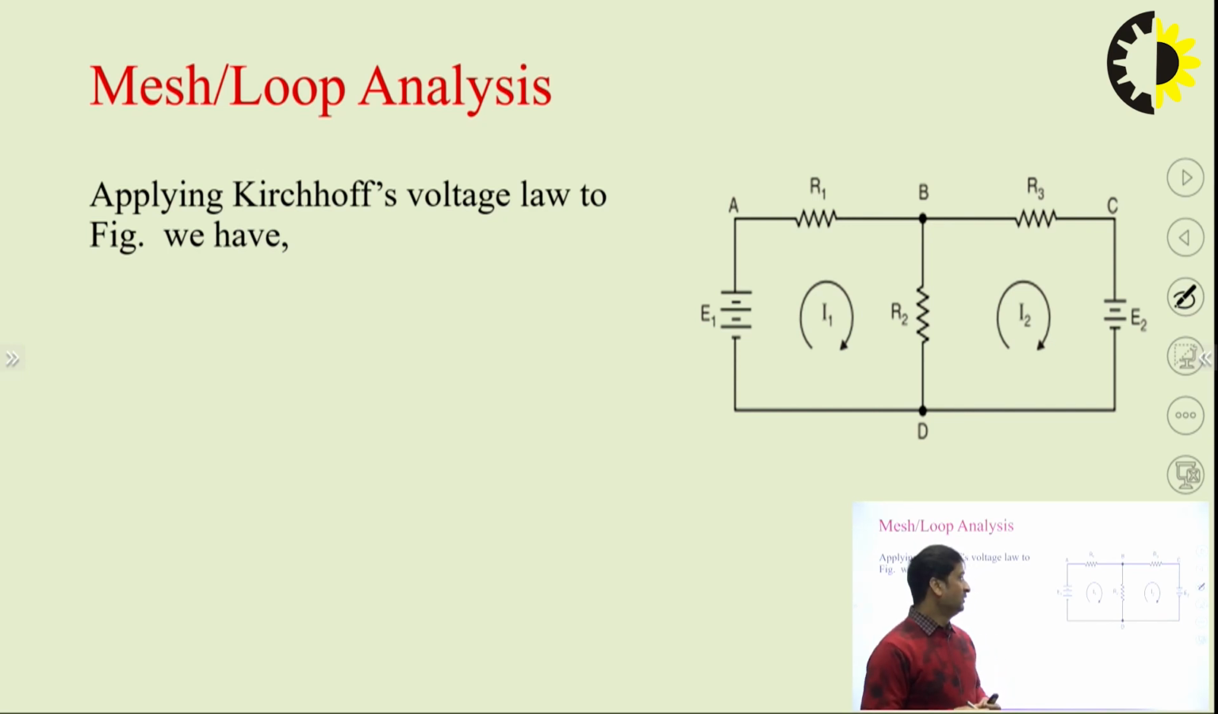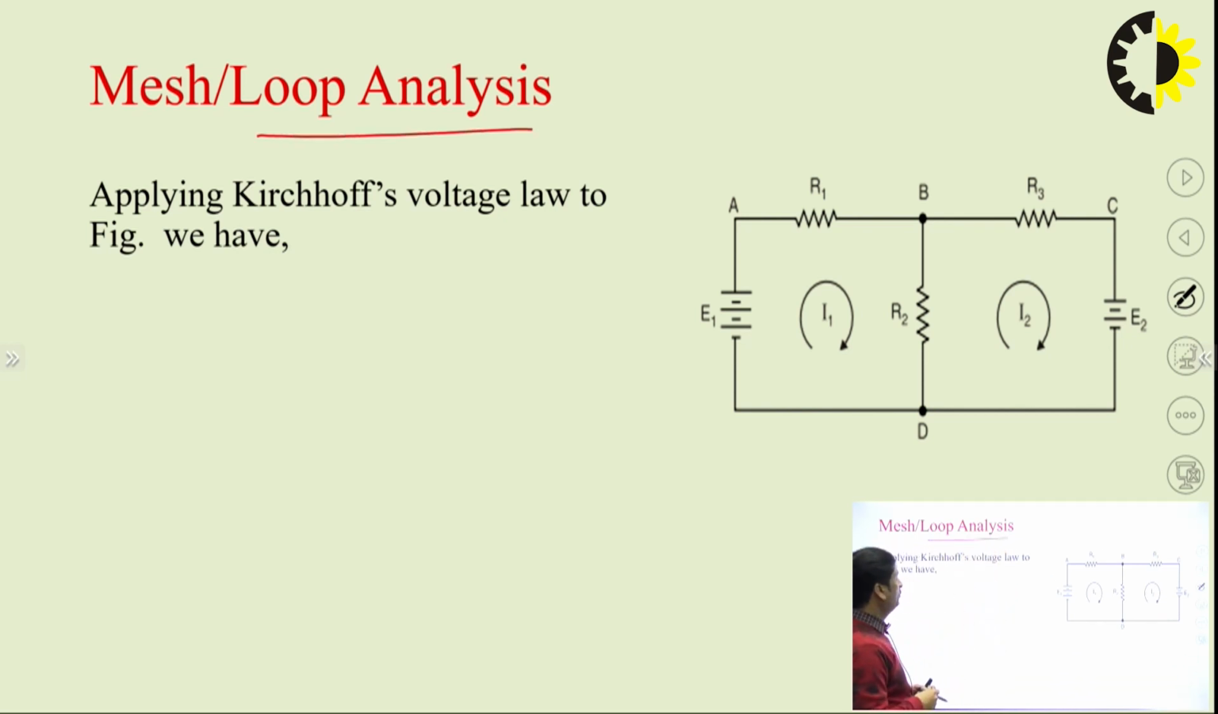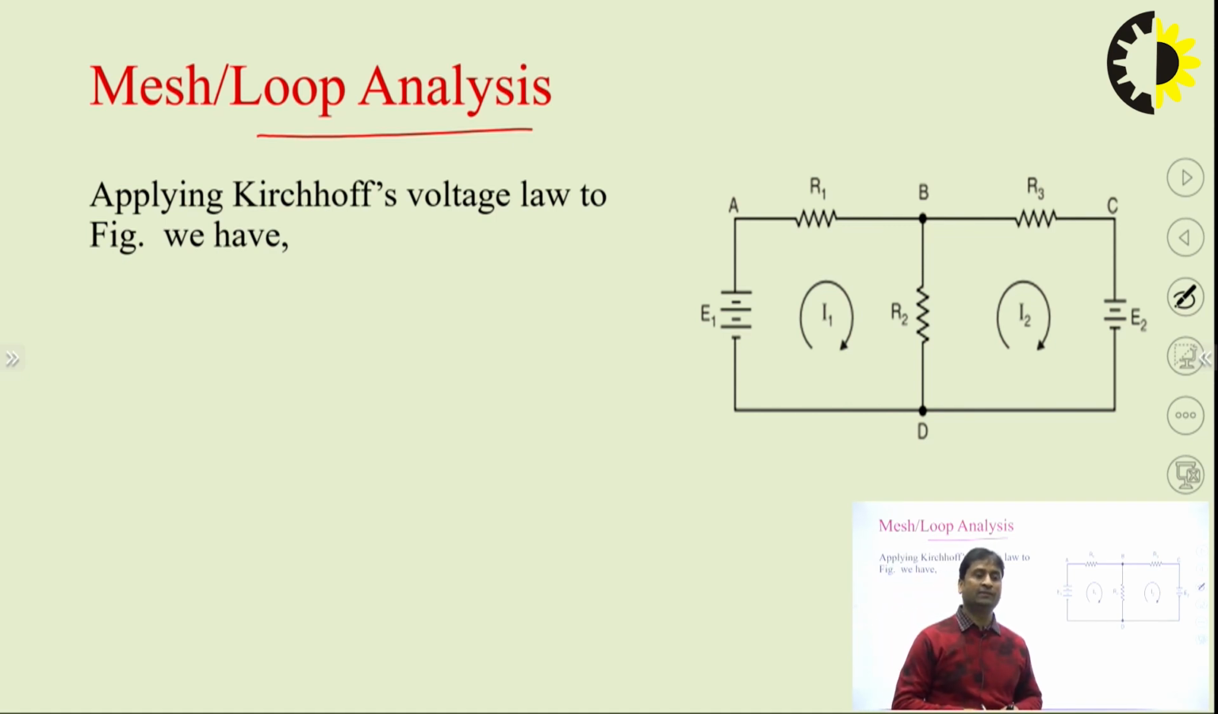Okay. Now to understand this particular mesh and loop analysis, this analysis is basically based on the Kirchhoff voltage law. We all know what is Kirchhoff voltage law? That is, the algebraic sum of the voltages in a particular loop or in a closed circuit is 0. This is the Kirchhoff voltage law. Now let us understand how this technique is used to solve the circuit.